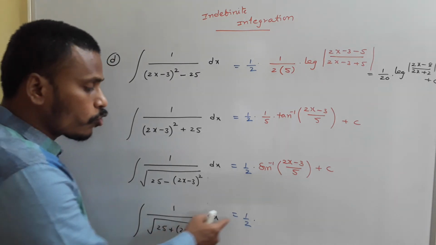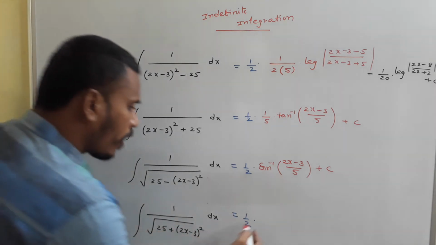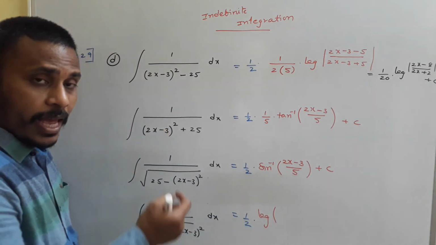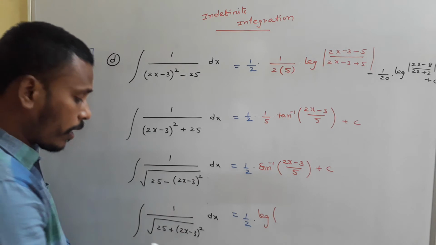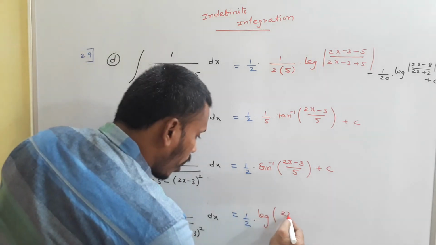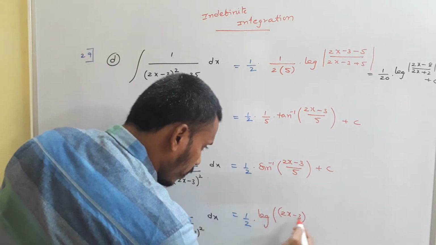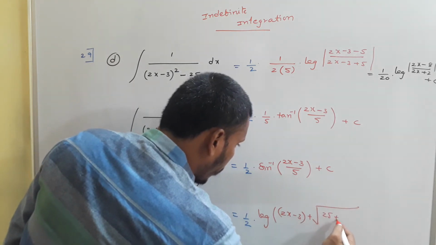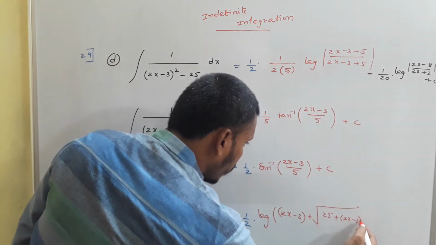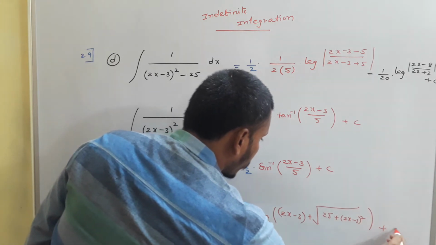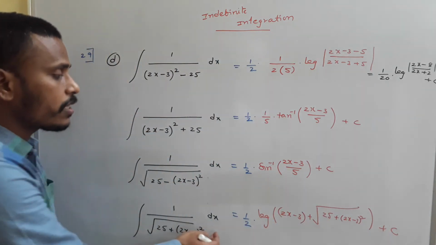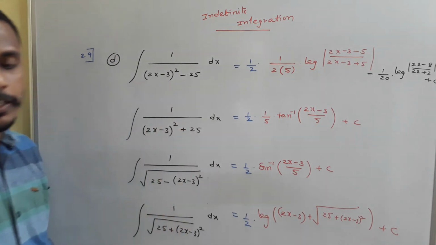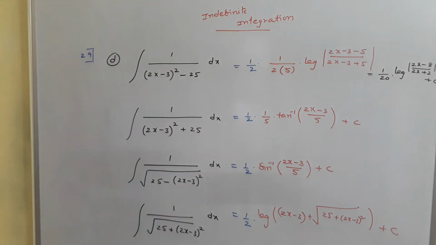Since x coefficient is 2, already we wrote that 1 by 2. Now to answer this, use logarithm. Logarithm of x plus square root of that part. Here x is 2x minus 3. Logarithm of 2x minus 3 plus square root of 25 plus (2x minus 3) whole square plus some constant of integration. This is the way to answer these type of integrals for the functions.